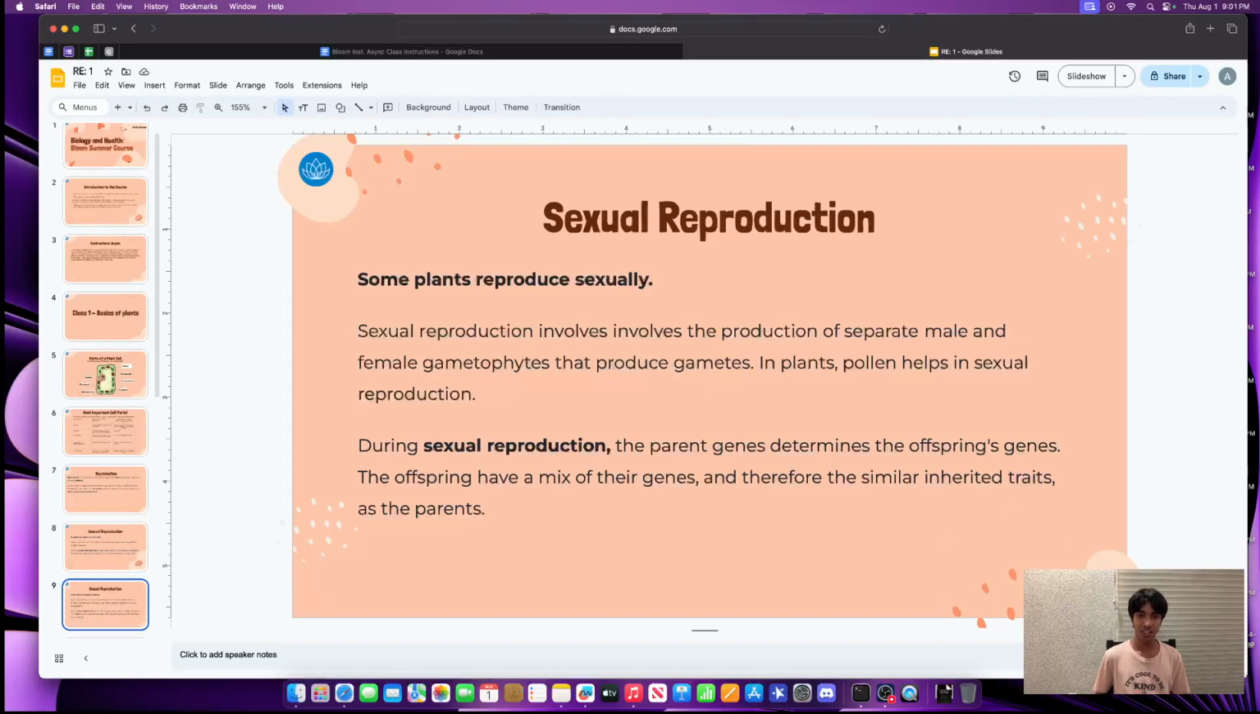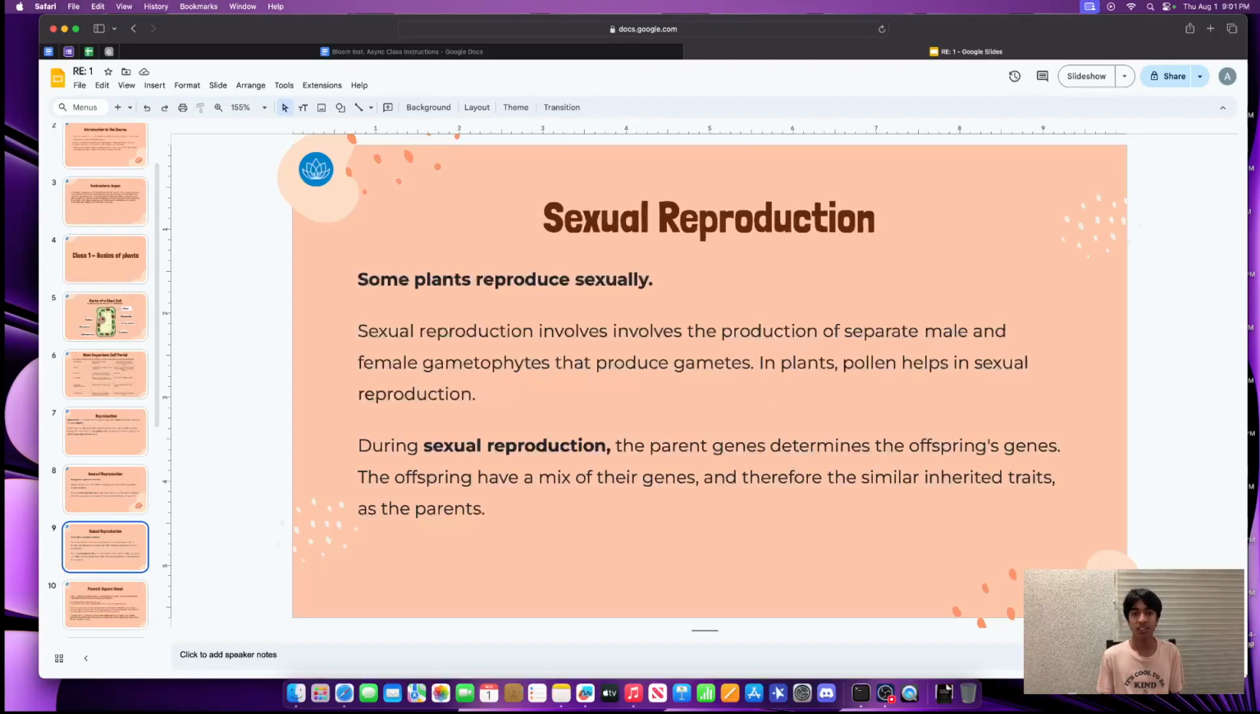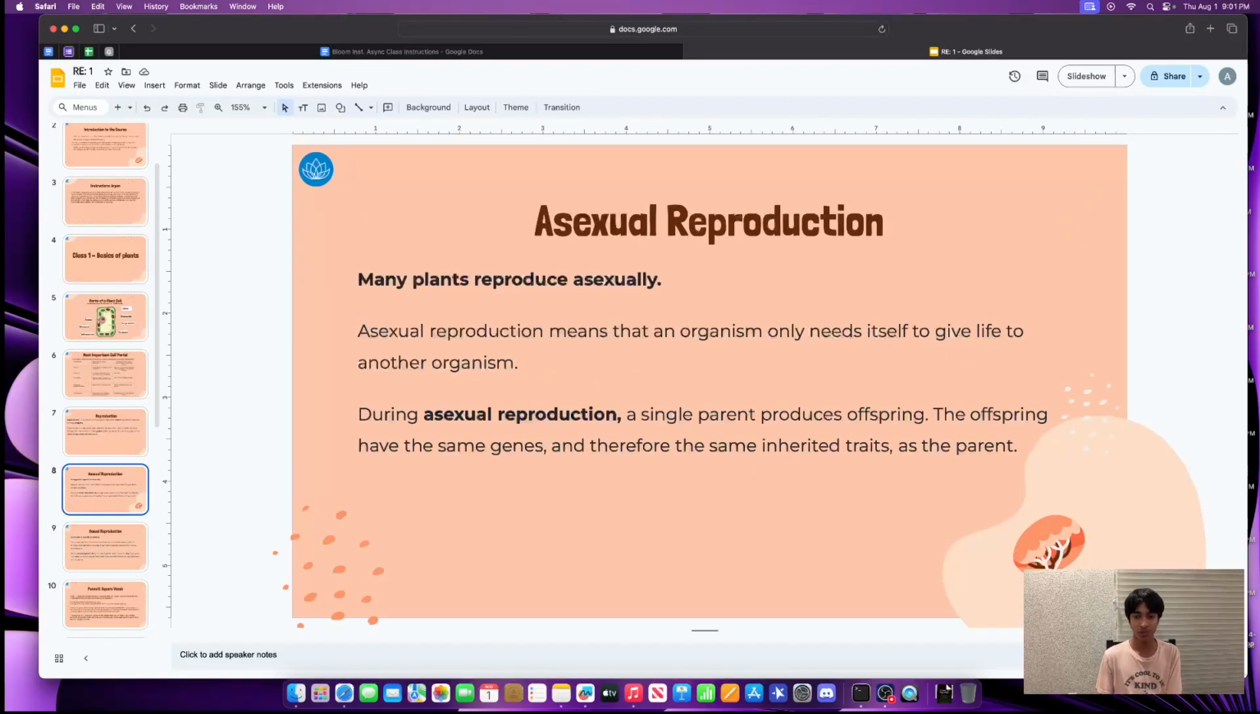Sexual reproduction involves the production of separate male and female gametophytes that produce gametes. In plants, pollen helps sexual reproduction. During this type of reproduction, the parent genes determine the offspring genes. The offspring have a mix of their parents' genes and therefore similar inherited traits to the parents, of course. And you can make any notes on this and this one as well. You can pause the video, please feel free.